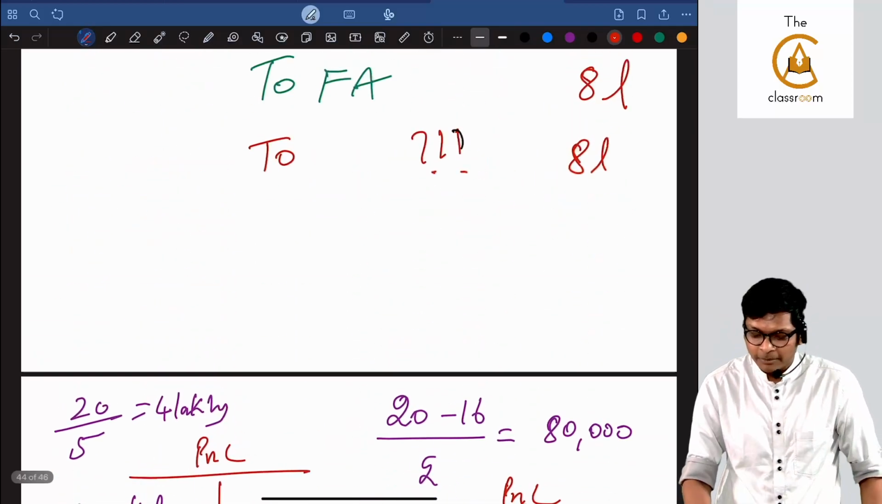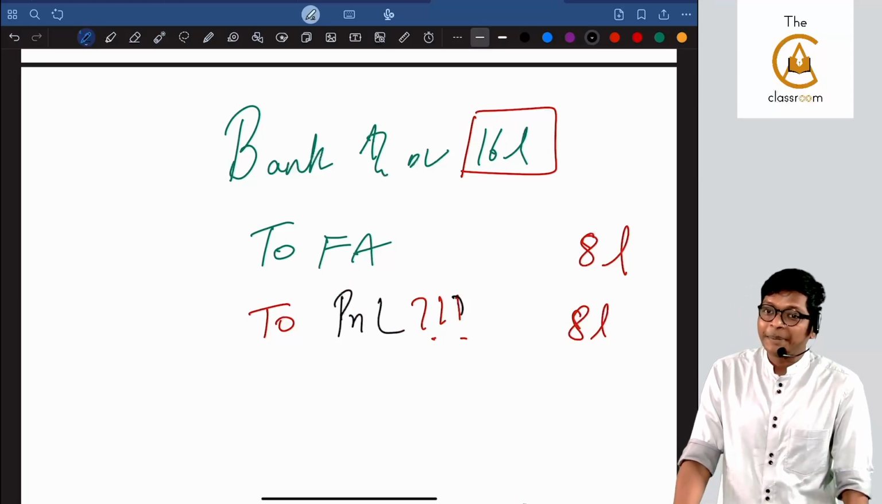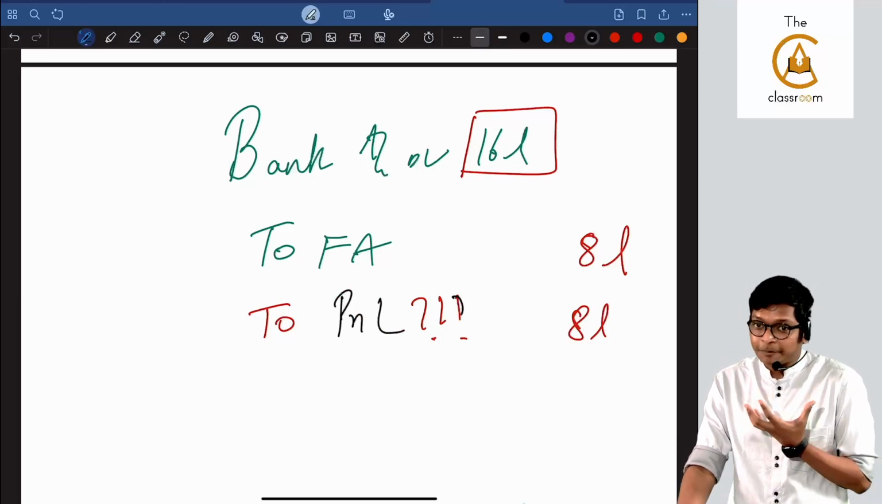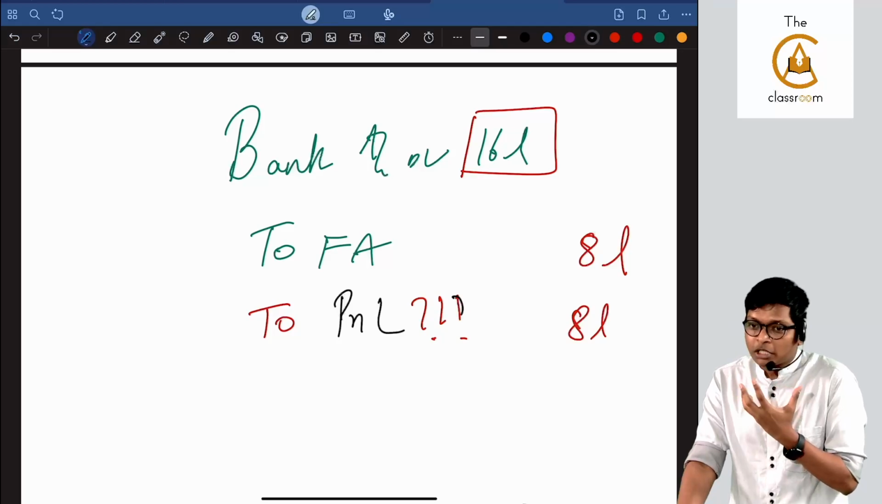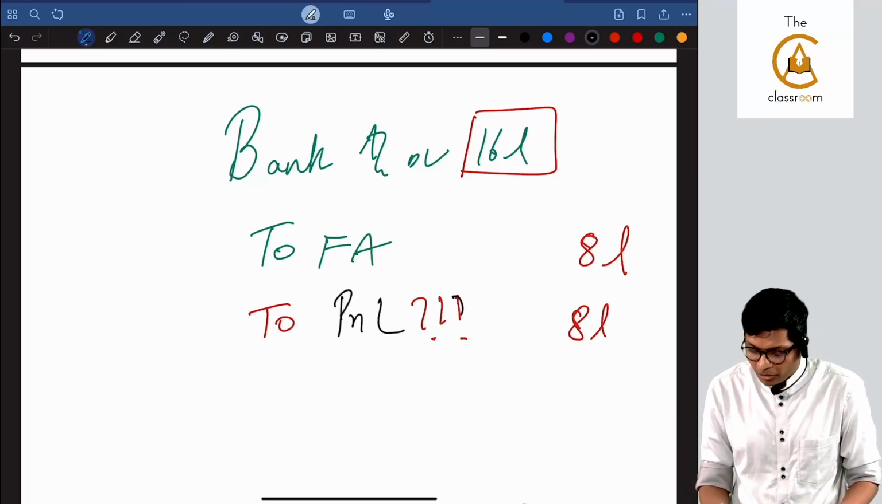So now you tell me, this entry will go where? Credit what? P&L. I didn't tell the answer guys. I just explained the concept. You understood the concept and you told the answer. Are you getting it guys? All of you with me? So I will credit P&L.